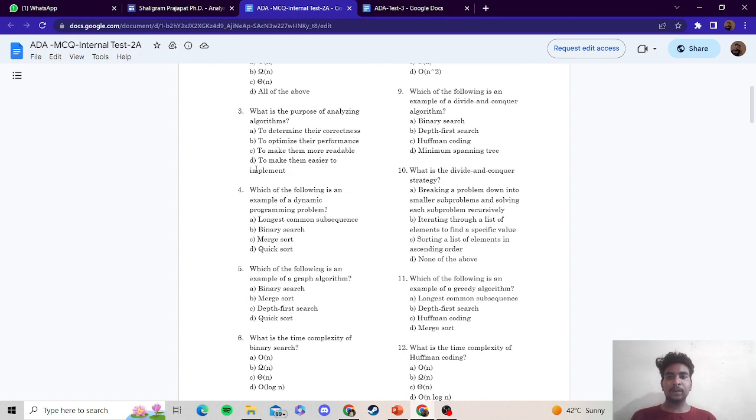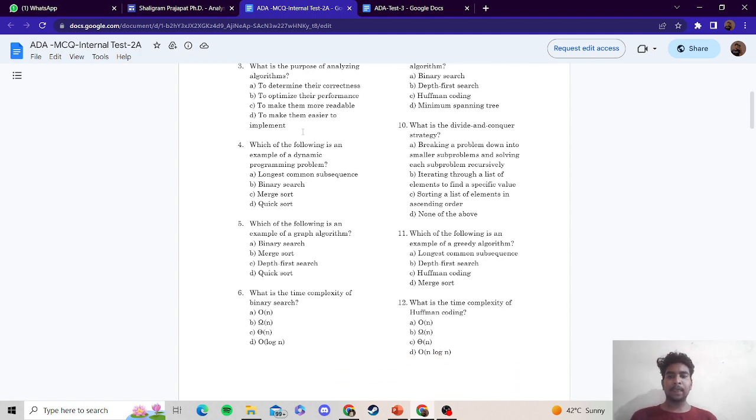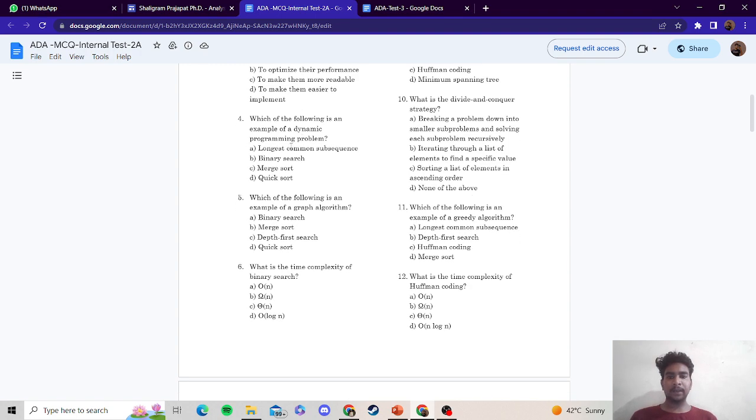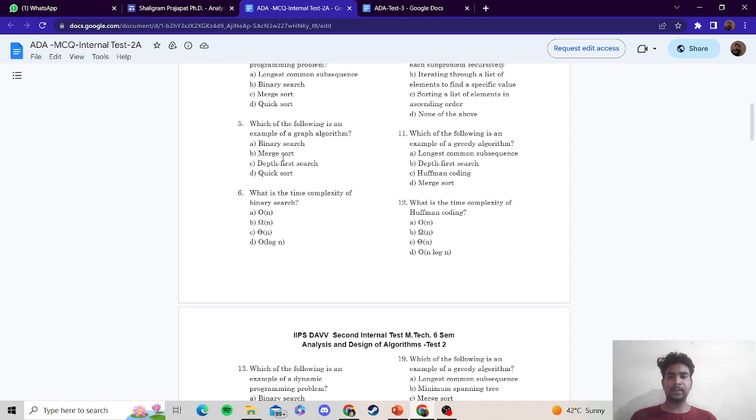Then what is the purpose of analyzing algorithms? So the question is asking us for the purpose of analyzing the algorithm. So simply, it is to optimize their performance. Which of the following is an example of a dynamic programming problem? So here we will use longest common subsequence.